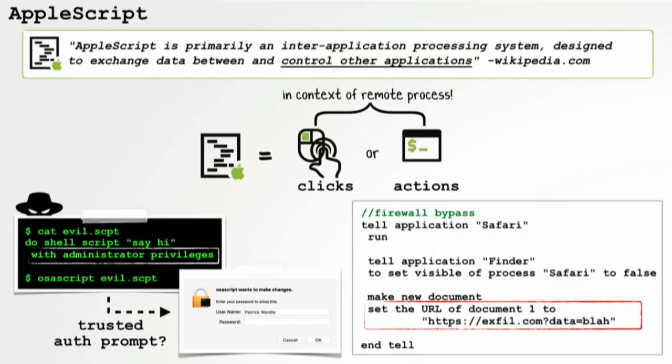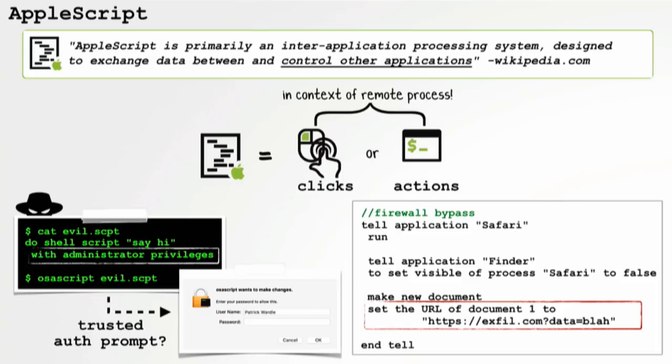So first up is AppleScript. You might be familiar with this. It's a kind of a basic capability normally used for the automation of mundane tasks. But it's actually rather powerful because it can allow you to interact with other processes. For example, generating clicks or actions that then will actually appear to originate from the context of the target process. So in terms of AppleScript actions, for example, you can very easily in a few lines of code display an authentication prompt, for example, to locally phish for the user's password.